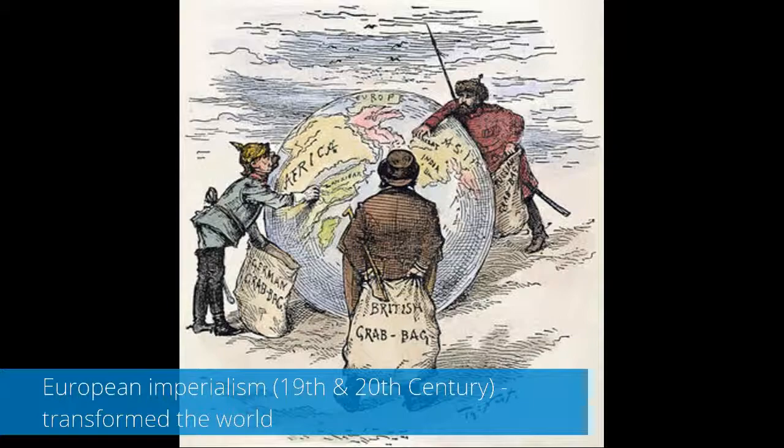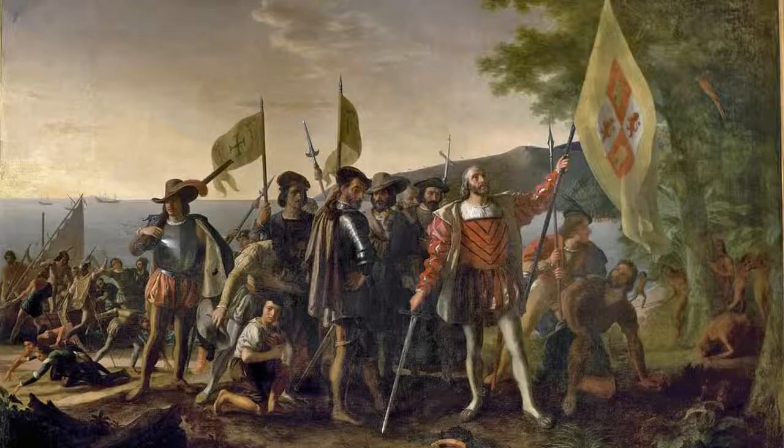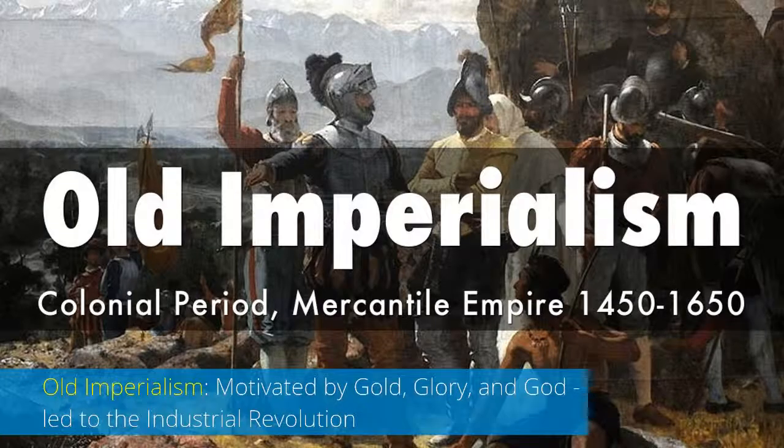You may remember from Lesson 1 that European imperialism had its origins shortly after Columbus and other explorers discovered the Americas in the 15th and 16th century. This led to what we call old imperialism. European empires, motivated by gold, glory, and God, dominated and colonized the world and created a strict international trade system known as mercantilism.